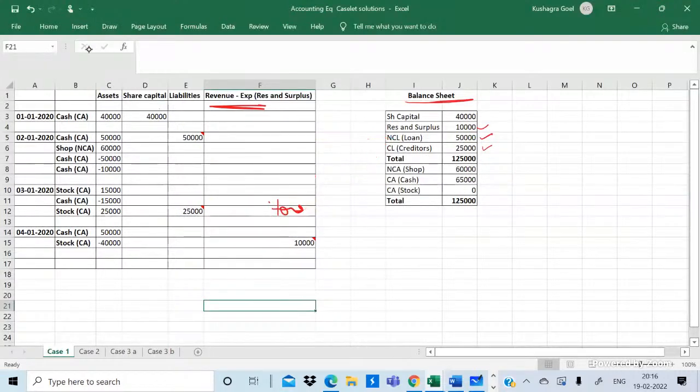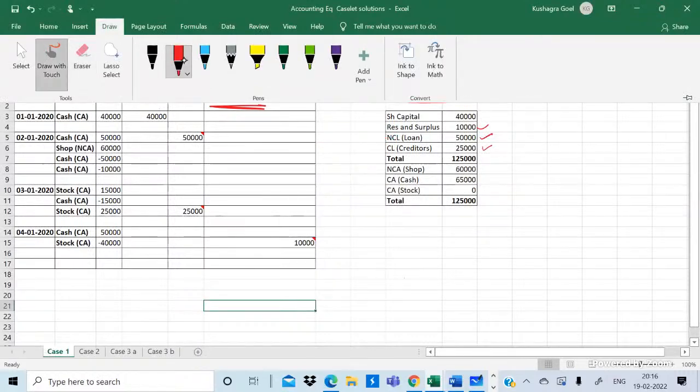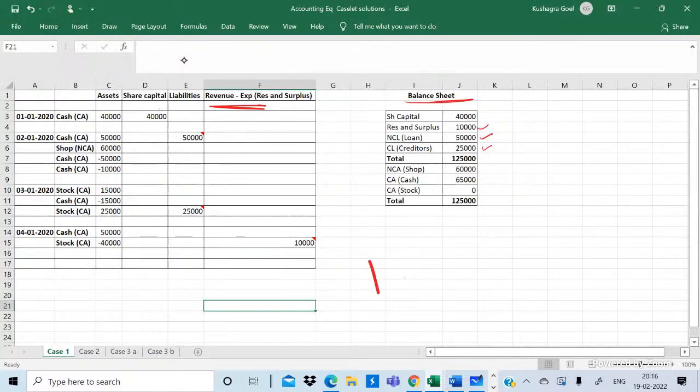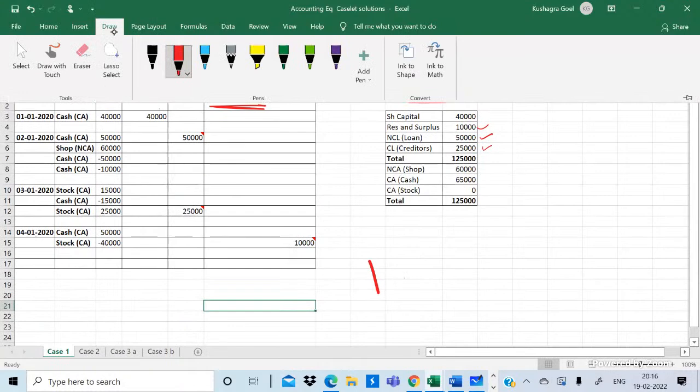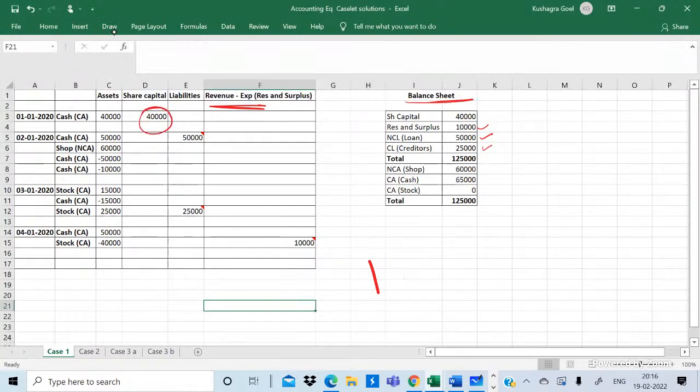Okay, and let's move further. So let's look at the other transactions that we have. So I've got share capital. Share capital is again nothing but a liability and the company is liable to pay it to the shareholders. So that will come as a liability. Now I'm done with the liability side of my balance sheet.